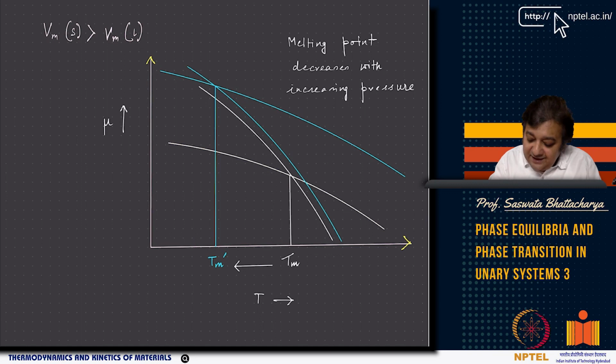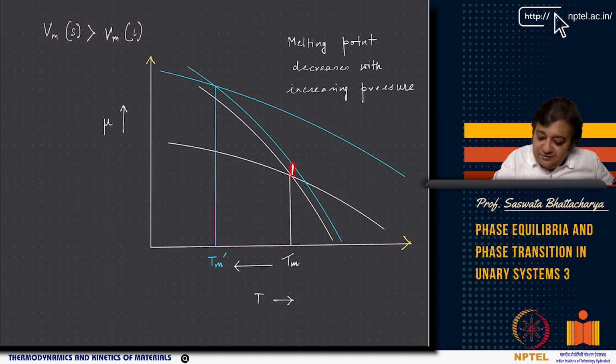But here at each T, think of this: the solid has more molar volume than the liquid. So as a result, the solid curve will shift more, right? Because if I draw mu versus P, then molar volume is the slope. However, when I am drawing mu versus T, then at each fixed temperature there is a change in molar volume. If the molar volume of the solid is more than that of the liquid, obviously the magnitude of the shift of the solid will be much more than that of the liquid.